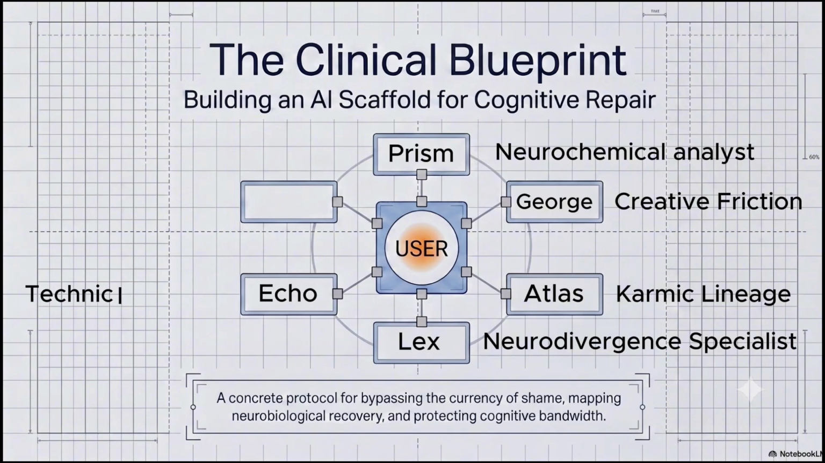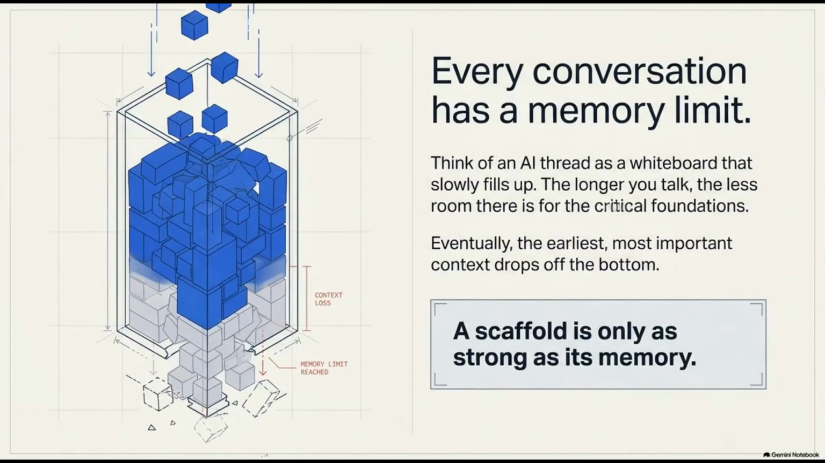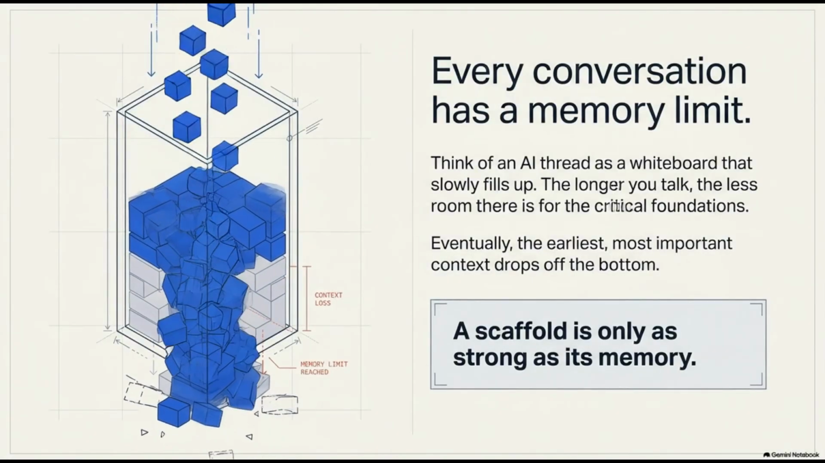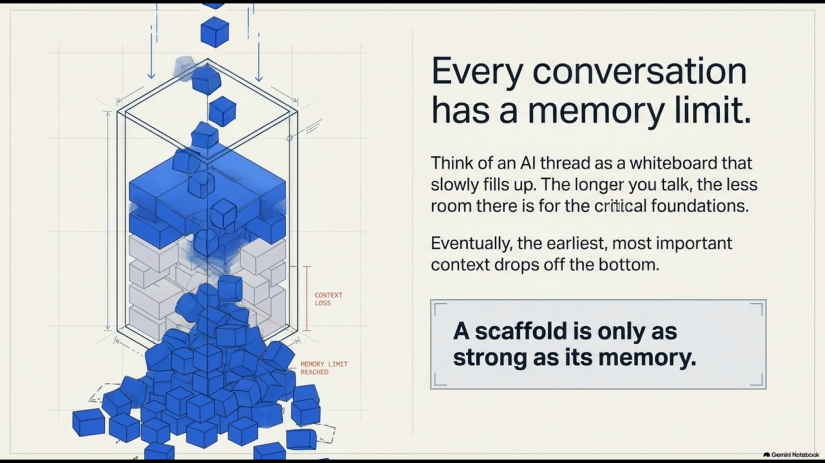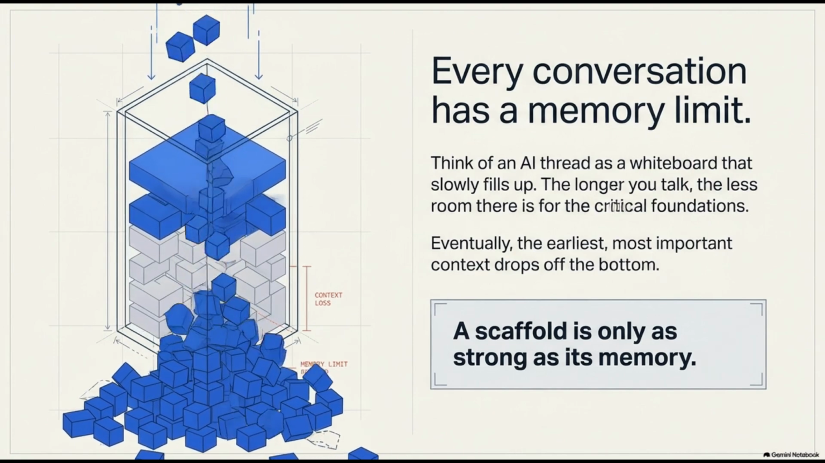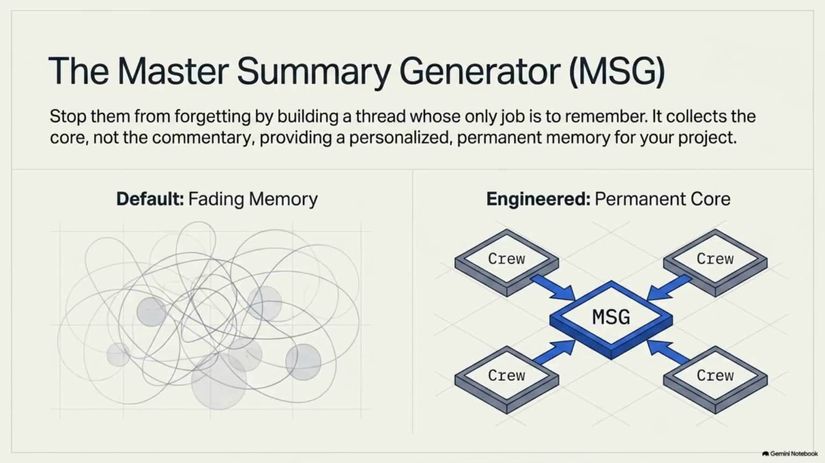It felt like the whole thing would run forever. But it won't. Every conversation has a memory limit. Think of it as a whiteboard that slowly fills up. The longer you talk, the less room there is for the important stuff. So how do you stop them from forgetting? You build a thread whose only job is to remember. I call it the Master Summary Generator, MSG for short.